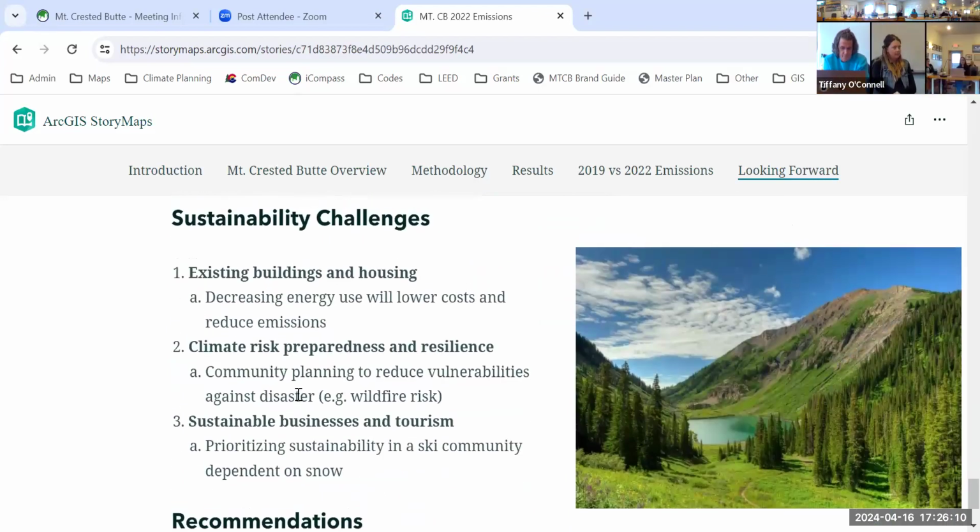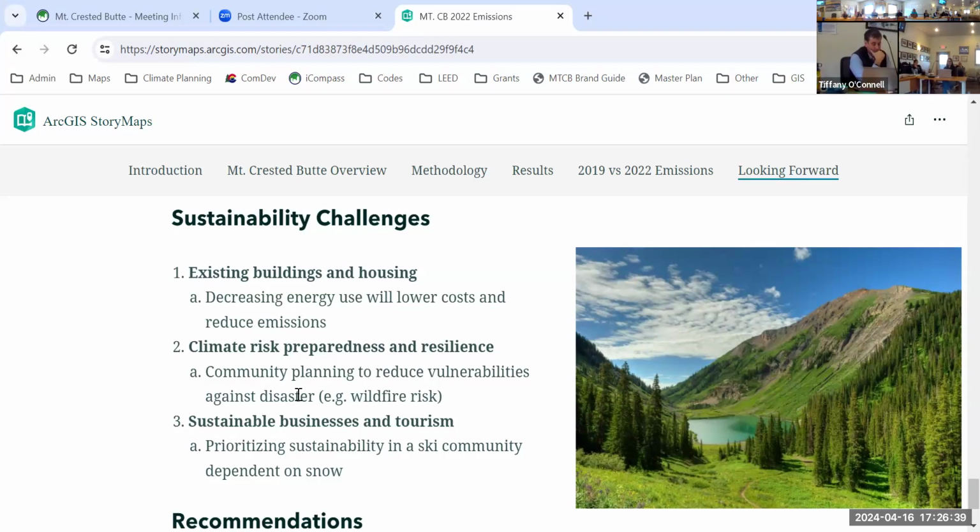And here I've outlined 3 major sustainability challenges for the town moving forward. The first one of those is going to be our existing buildings and housing. Addressing existing buildings and housing will look like decreasing energy use, and this can help lower costs for the residents or people paying these bills, and it can also reduce the emissions from climate change.